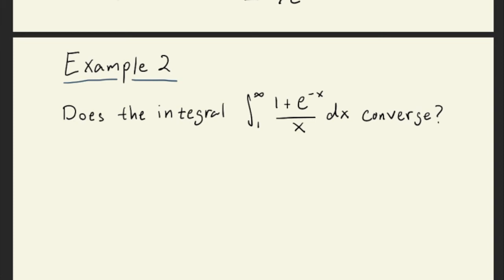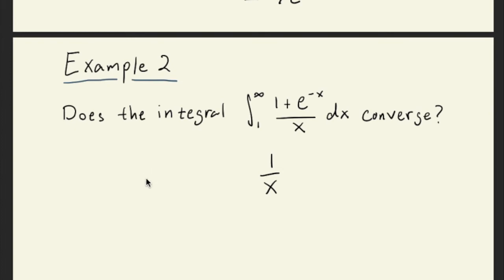You look at this and you go, I think this does not converge. Why? Because I know that 1 over x doesn't converge, right? We already talked about this function. The antiderivative is ln of x, and when this goes to infinity, that is infinity, right? So this integral doesn't converge from 1 to infinity. And so I go, 1 plus e to the negative x over x, that's even bigger, right?